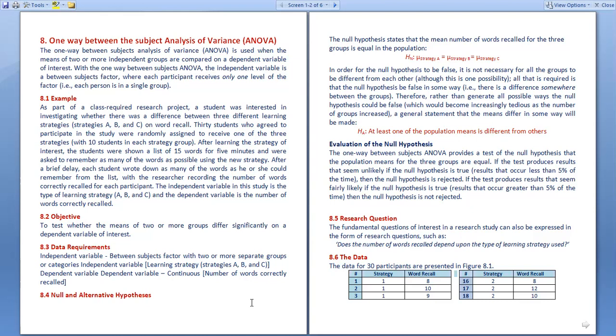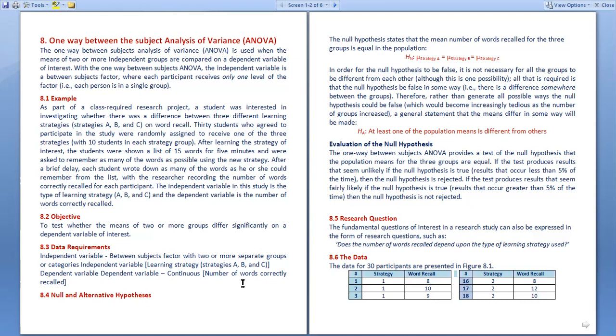And coming to the research question, this is something we always ask whenever we are doing the analysis, because this is the question we have to answer. If you remember the example we talked about right now regarding word recall, in this case also we are just trying to see whether these three strategies are similar as far as word recall is concerned. So the research question is, does the number of words recalled depend upon the type of learning strategy used?